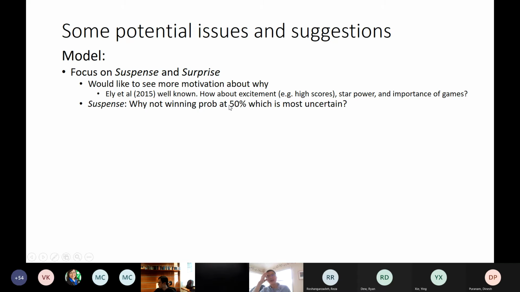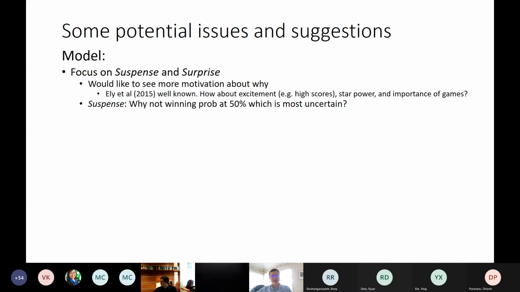But in terms of sports, I can easily think about other factors which can also attract attention. For example, excitement. If both teams have high scores, then probably the game would have more excitement, more home runs, okay? Or how about star power and also importance of the game, right? So why do you choose to focus on suspense and surprise? This is something which I want to see more discussion.